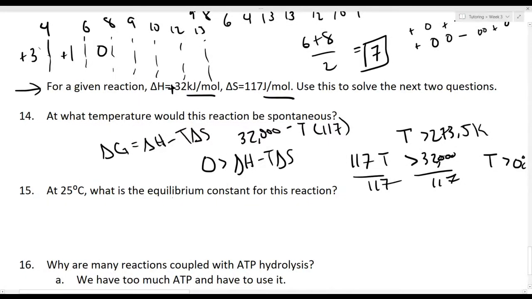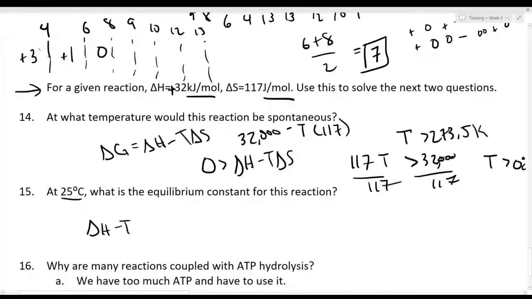Okay, that makes sense. Okay, what is the equilibrium constant for this reaction? Okay, actually, yeah, this is fine. So what is the equilibrium constant for this reaction? What we're going to do here is say at 25 degrees Celsius, we know delta H minus T delta S equals delta G. We're going to go ahead and say delta G also equals negative RT ln K.